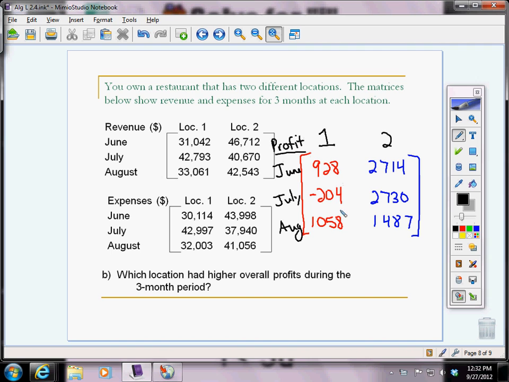So if we wanted to know the total profits overall during the 3-month period, you would just add 928 plus a negative 204 plus 1,058. And so if you just added those three up, your total profit for location 1 would be $1,782. Do the same thing here for location 2. If you add all of those up, we get $6,931. So this shows us what our total profit is at each location.